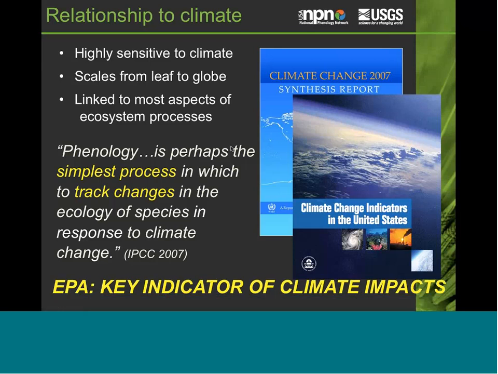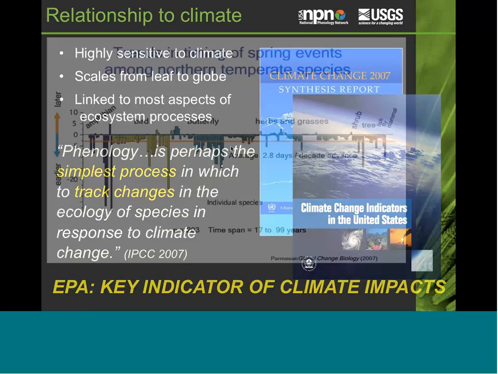So as an indicator of climate impact, phenology is key to understanding the response of organisms. This is highlighted in many seminal studies, such as this one by Camille Parmesan. As you can see here on the y-axis, we have earlier, meaning in days, so negative 20 is 20 days earlier than normal, 0 would be normal, 10 would be 10 days later. And we are looking across a number of taxa, a total of 203 species, and data sets within each of those species that range from 17 to 99 years in duration.